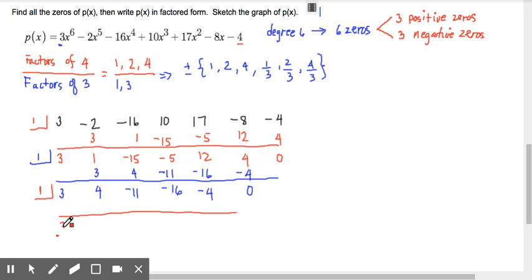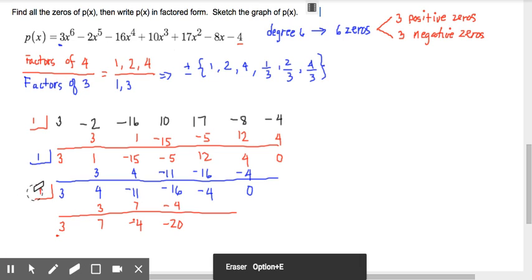So we bring down 3. 3 times 1 is 3. 4 plus 3 is 7. 7 times 1 is 7. Negative 11 plus 7 is negative 4. Negative 4 times 1 is negative 4. This is going to give us negative 20. Negative 20 times 1 is negative 20, and it's not going to make a 0 with the negative 4.